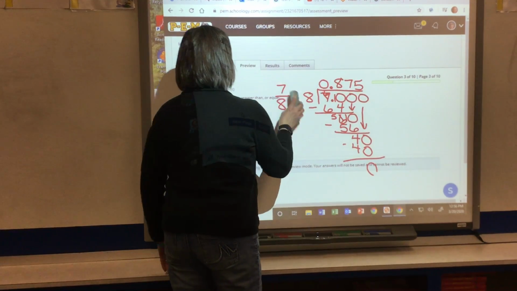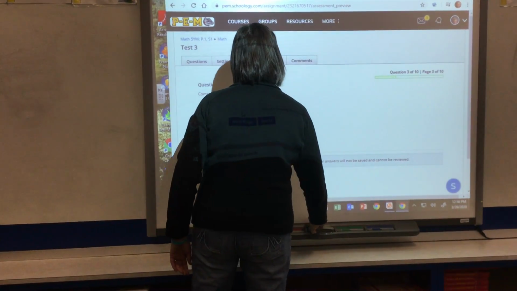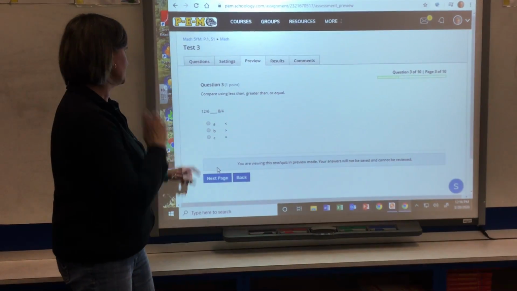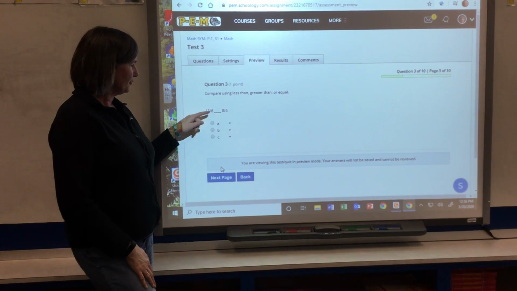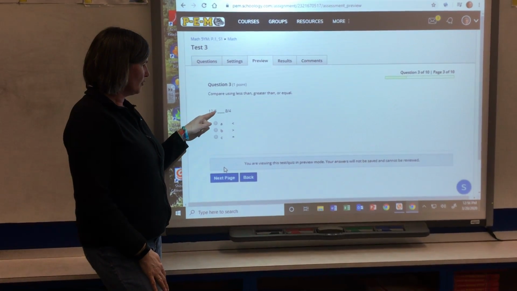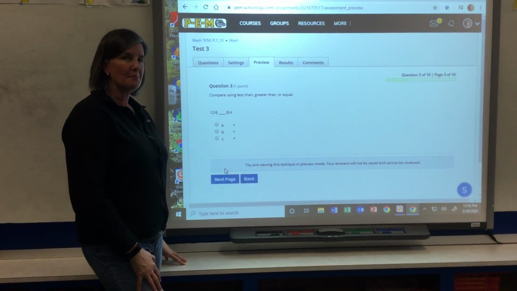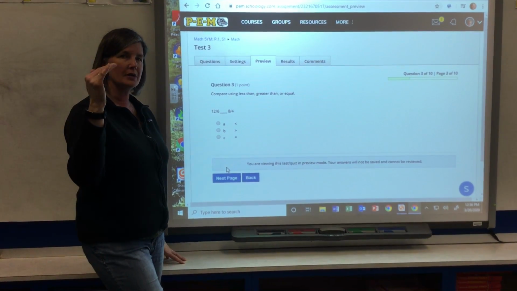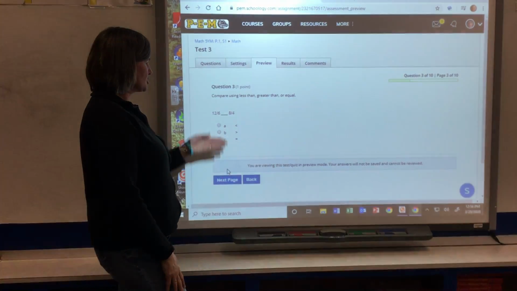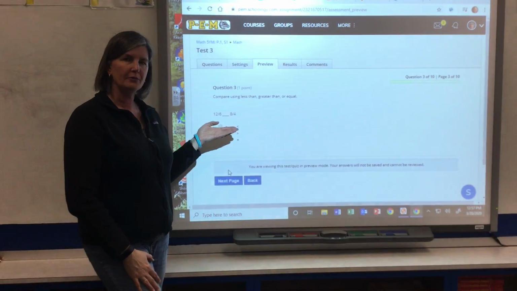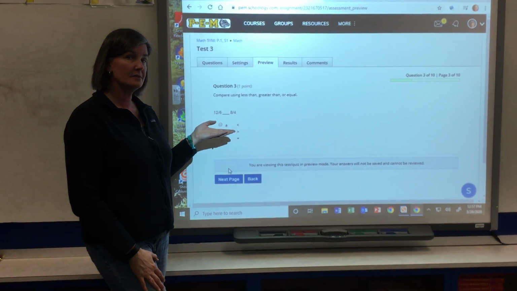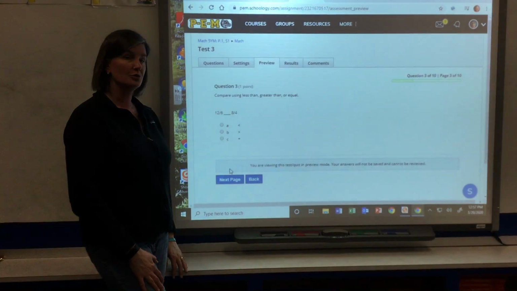In our next example, we are comparing using less than, greater than, or equal to. What kind of fractions are these when we have 12 over 6 or 8 over 4? What do we call those? Improper. They're improper fractions because your top number is larger than your bottom number. So we are either going to change those improper fractions into whole numbers or into mixed numerals.